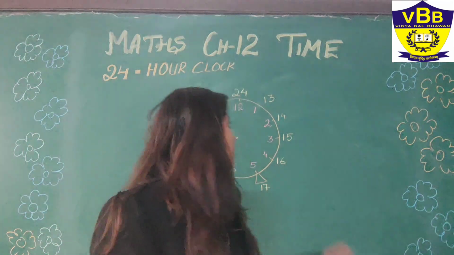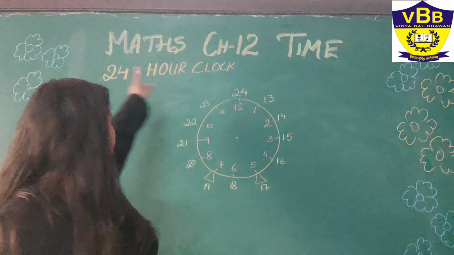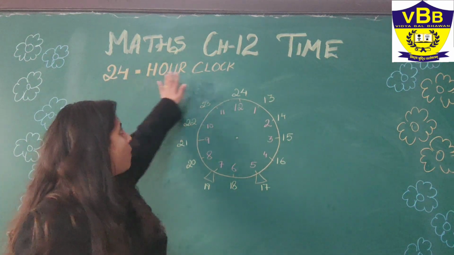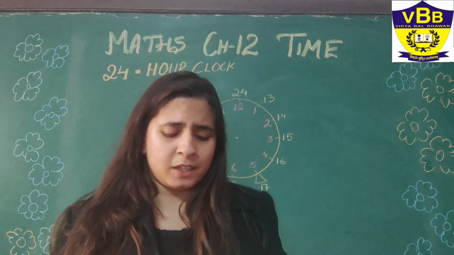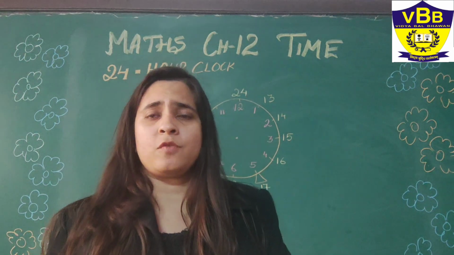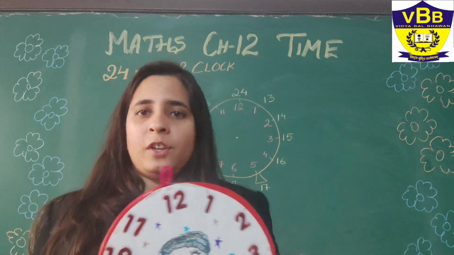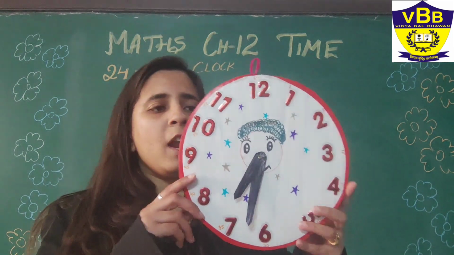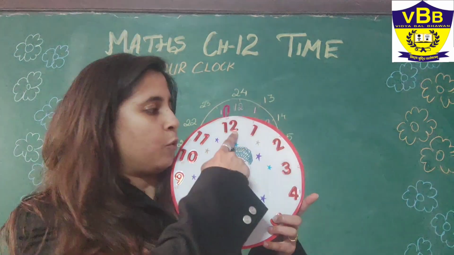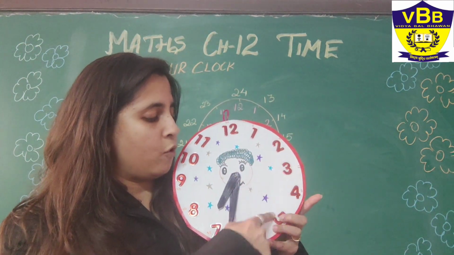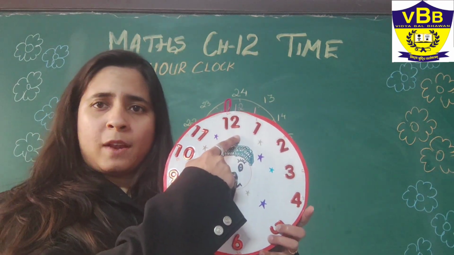Today we are going to start with the next topic of the same chapter, chapter number 12, Time: the 24-hour clock. What is 24? You all must have seen your watches. We have our wrist watches, and the clocks which are hung on the wall. They all have the timings from 12 to 12 only. It goes like 12, 1, 2, 3, 4, 5, 6, 7, 8, 9, 10, 11 and again 12.